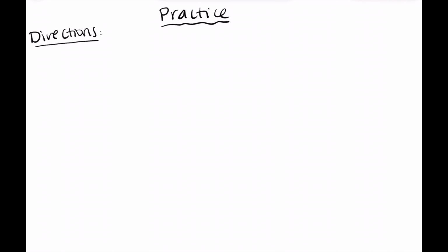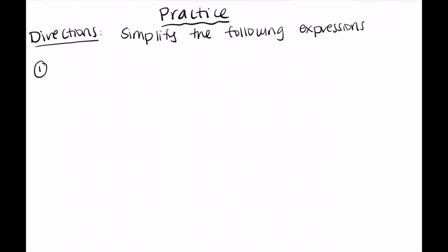Now, I know this is very easy to apply and to do in practice, but we'll still do a few practice problems. The directions for our practice section say to just simplify the following expressions. So for our first practice problem, we have 3 to the 0. This is a direct application of the zero exponent rule. We know 3 to the 0 would be 1. Anything to the 0 power is 1.